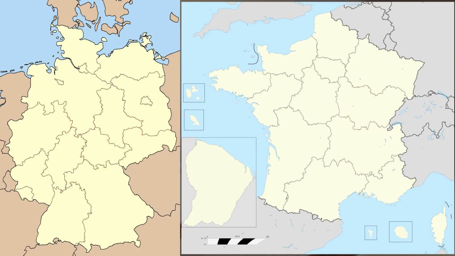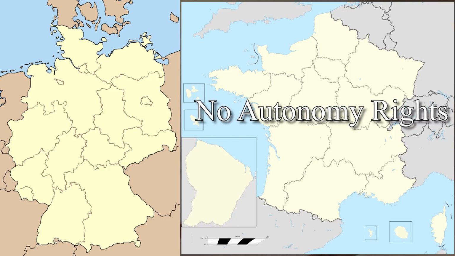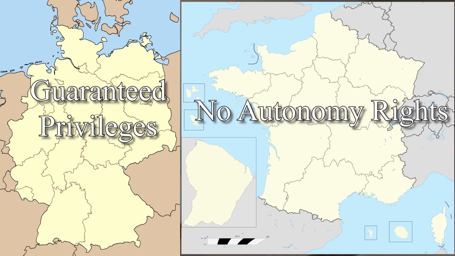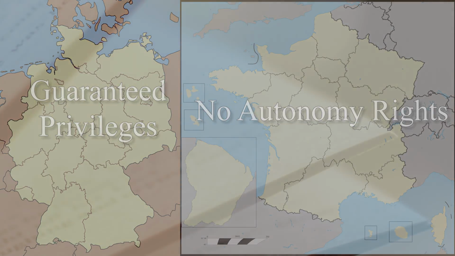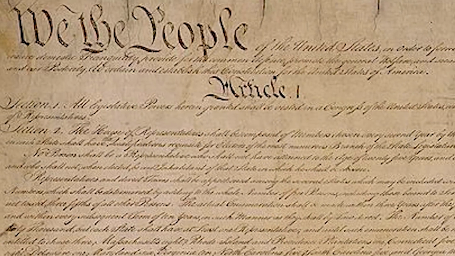The difference is that the regions, departments, and communes of France have no guaranteed constitutional privileges against the federal government in Paris. That is different in Germany, where the 16 states have guaranteed privilege rights in several areas, including education and police policy. An even more radical example of constitutional federalism is the 10th Amendment to the Constitution of the United States.